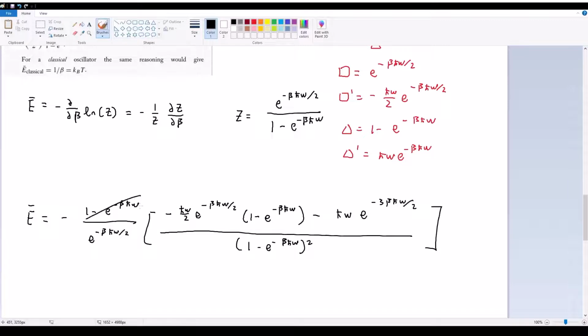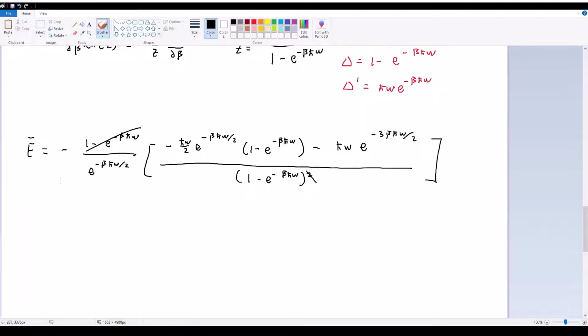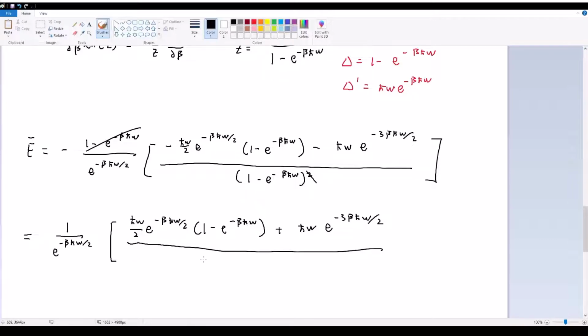So immediately, I can cancel out one of these terms with this term. And let's also get the negative out of the way. So we have 1 over e to the negative beta h bar omega over 2 multiplied by h bar omega over 2 e to the negative beta h bar omega over 2 times 1 minus e to the negative beta h bar omega, plus h bar omega times e to the negative 3 beta h bar omega over 2, and this is all divided by 1 minus e to the negative beta h bar omega, like that.